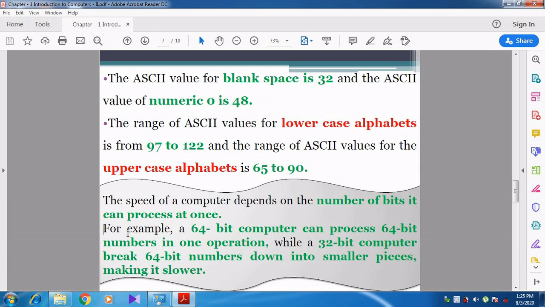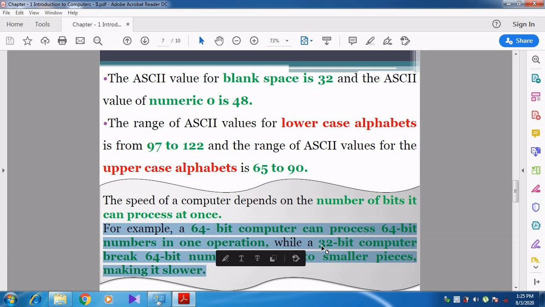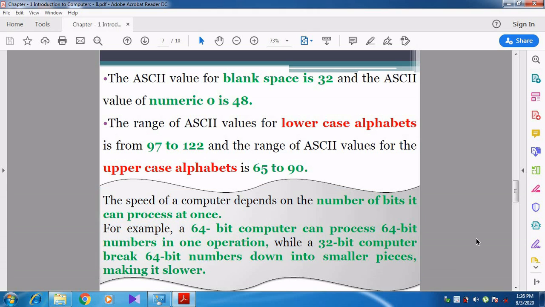For example, a 64-bit computer can process 64-bit numbers in one operation, while a 32-bit computer breaks the 64-bit number down into smaller pieces, making it slower.